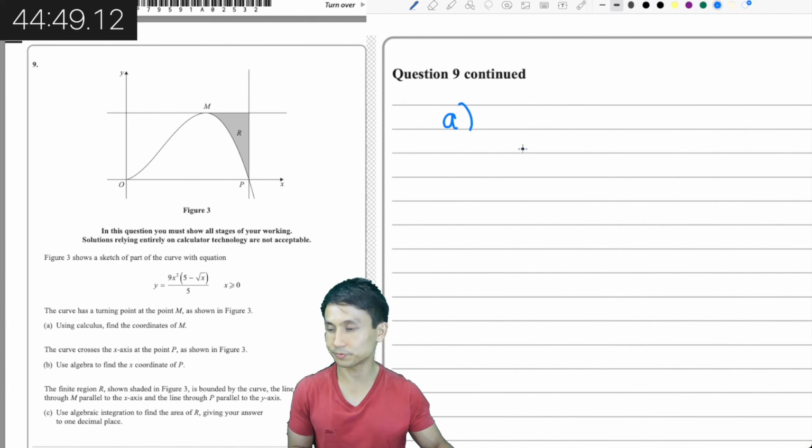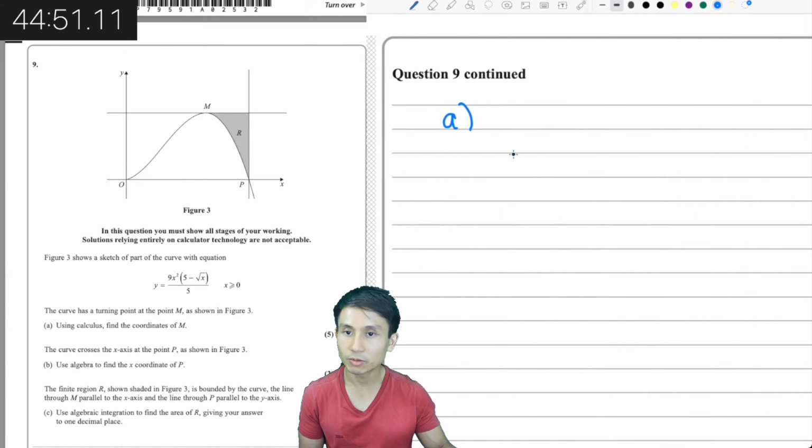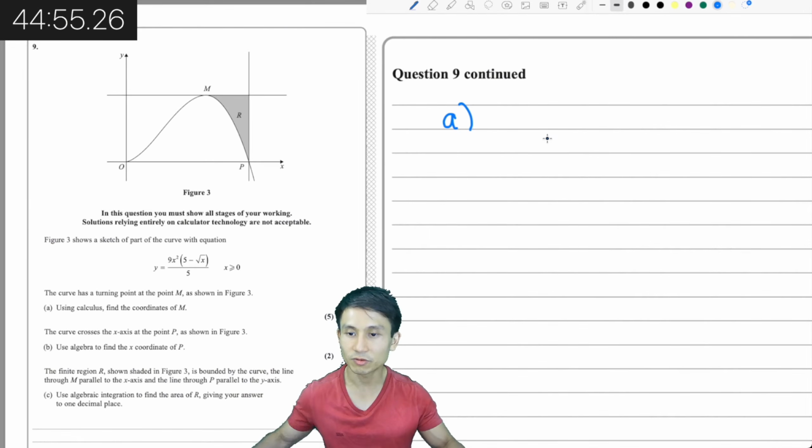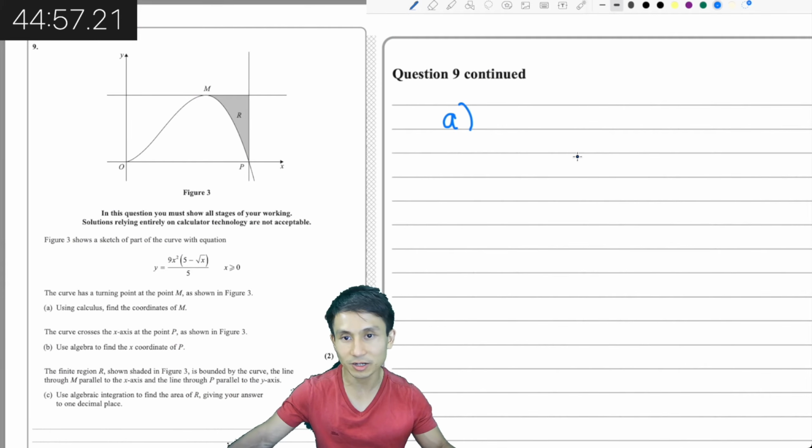Okay, so number 9, we have a figure here. Let's move up a bit. Figure 3 shows a sketch of a part of a curve with the equation. The curve has a turning point at point M, as shown in figure 3. Use calculus to find the coordinates of M. So we're going to find the turning point. We differentiate y to get dy by dx. But before that, we should simplify.